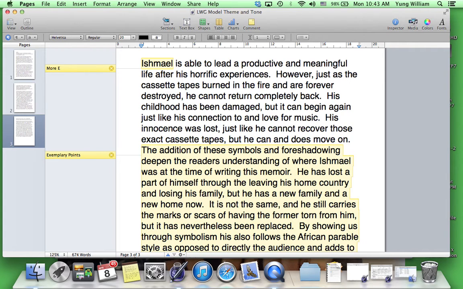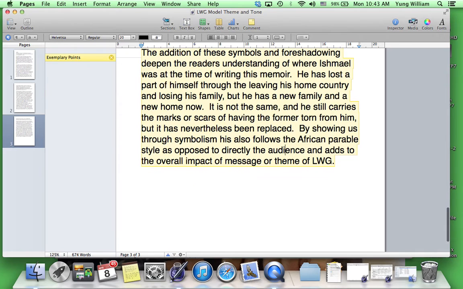And it's never going to be exactly the same. He's not going to get the exact same cassette tapes back. He's not going to have the same childhood. His innocence is marked. But a new one can come about. And he has new cassette tapes. And what that does for me as the audience, as the reader, is that I can now more deeply understand his current state. And again, this is the place where you can score your big points, or not your big points, but your exemplary points.